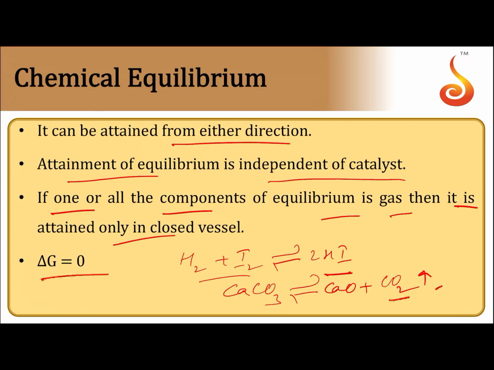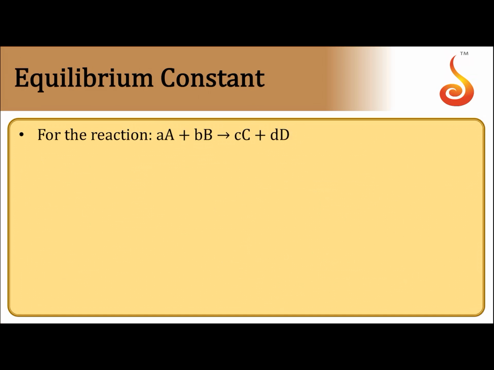And finally, at equilibrium, the delta G value remains 0. These are the important properties of equilibrium.